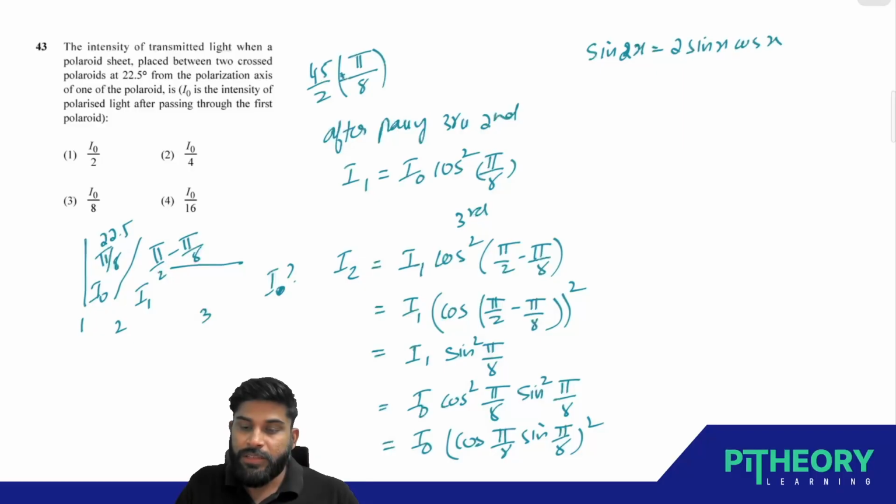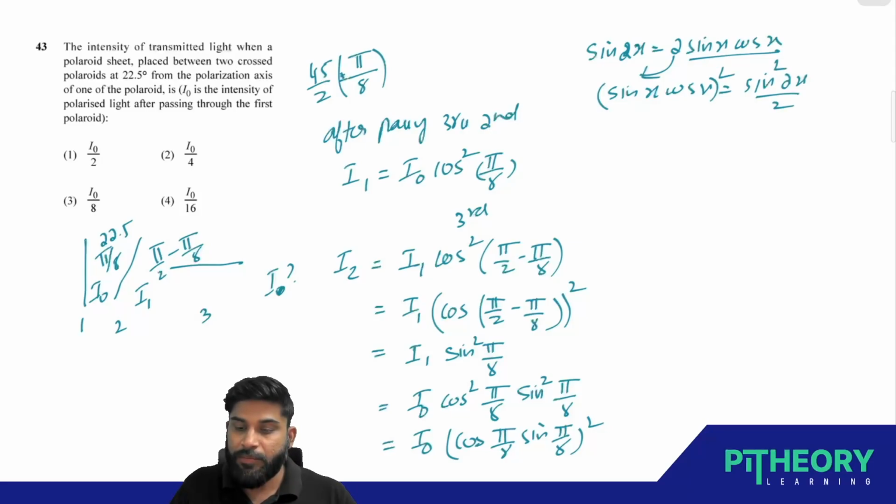So this sin x cos x will be nothing but, this comes to the left hand side, sin x cos x is equal to sin 2x divided by 2. So this whole square means sin square 2x by 2 square. So the term we have written in the bracket gives the final relation for I2.